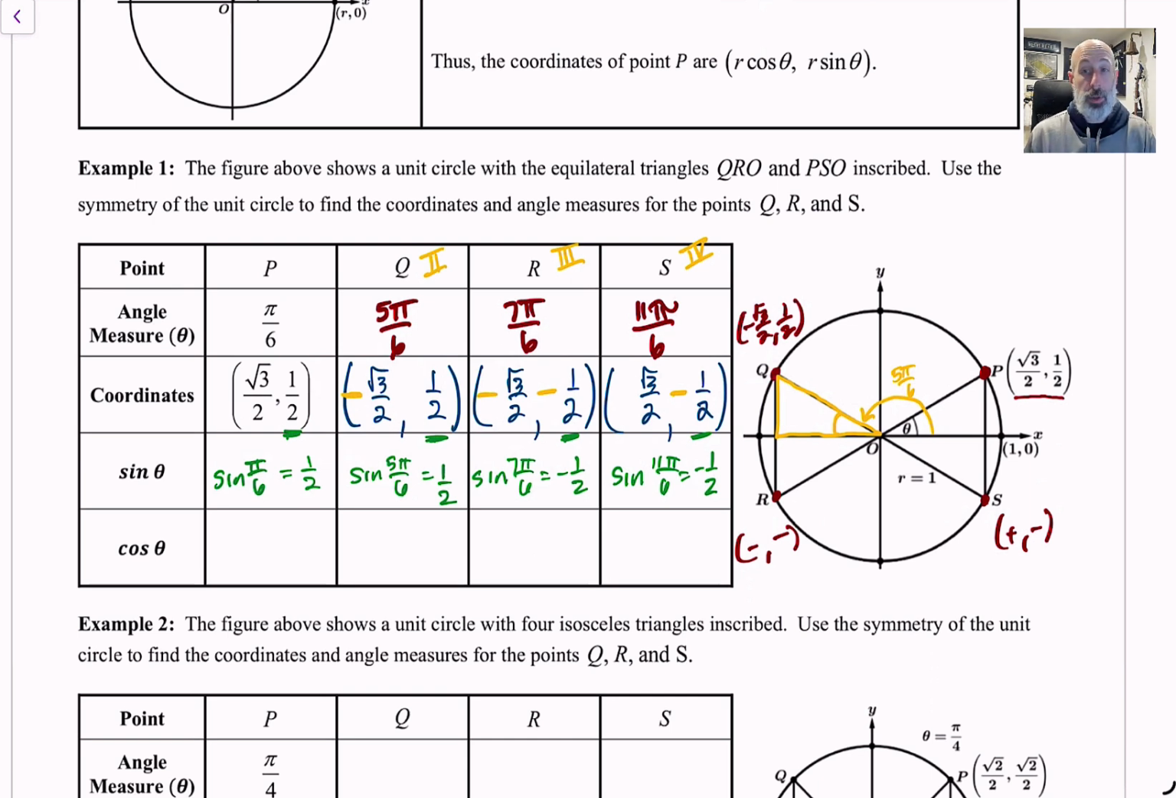And same logic for cosine, except instead of using y, we're using x. So the cosine of pi over 6 is root 3 over 2. The cosine of 5 pi over 6 is a negative root 3 over 2. Cosine of 7 pi over 6 is also negative root 3 over 2. And then the cosine of 11 pi over 6 is a positive root 3 over 2.